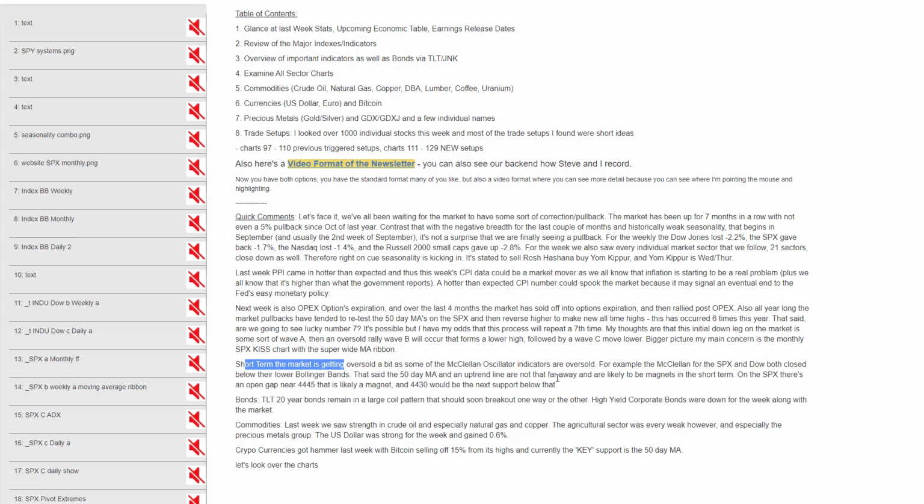The S&P in particular, let's use that as a proxy. There is, short term, an open gap at 44.45. I'll show that on the charts below. I think that's a magnet. And then below that, there's another support at 44.30. Then you have the 50-day moving averages.